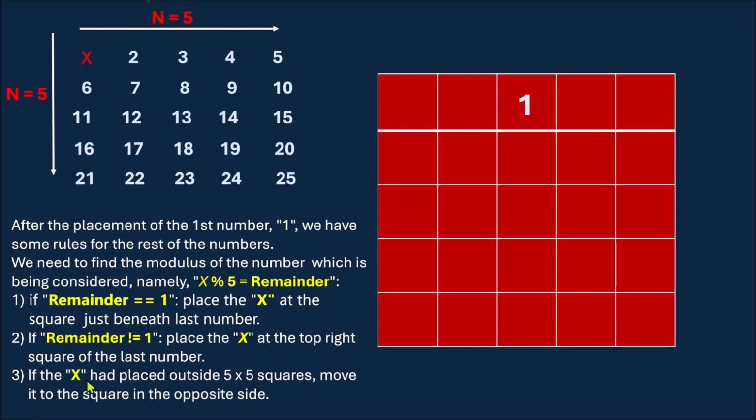The third rule is, if x has been placed outside the 5 squares, move it to the square on the opposite side. For example, if a value comes here, because this position is outside of these 25 squares, at that time this number should come here. If a number is already put here, because this is outside of these 25 squares, the number located here should be moved to here. This is our rule. Now, let's use this rule and fill out the squares.